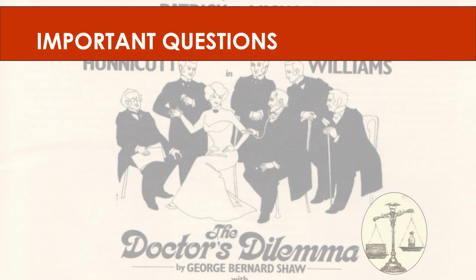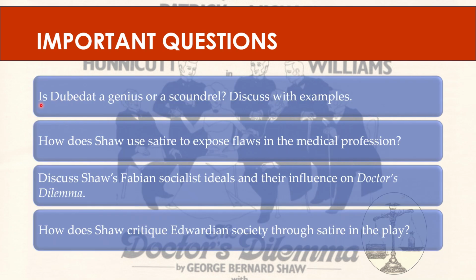Next question is, is Dubedat a genius or a scoundrel? Discuss with examples. Now, this is a little detailed. It is focused on the character Louis Dubedat, who is an artist, and he is a genius, and there are a lot of dark shades, the gray shades that he shows. So, in this question, you have to discuss all this with examples.